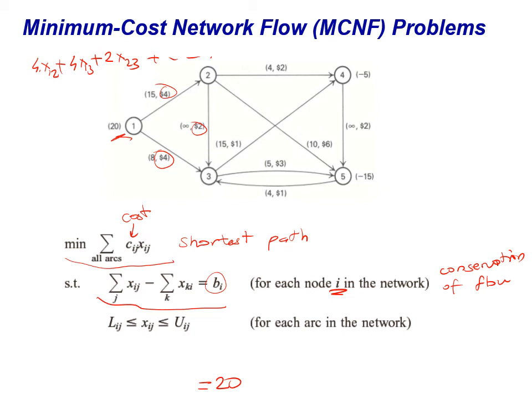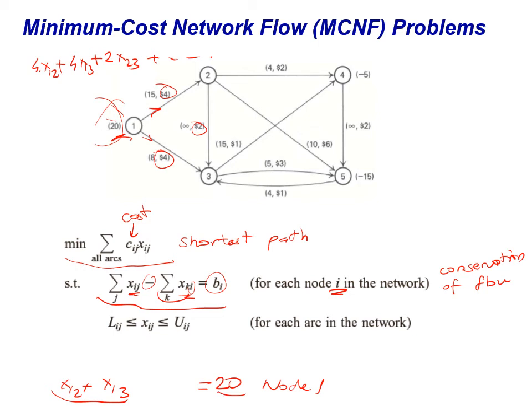So what do we write? Outflow minus inflow. Okay, so the outflow from node 1 is x12 plus x13. This is the outflow minus the inflow into node i. And for node 1 there is no inflow. So simply for node 1 we write this: outflow should be equal to 20.